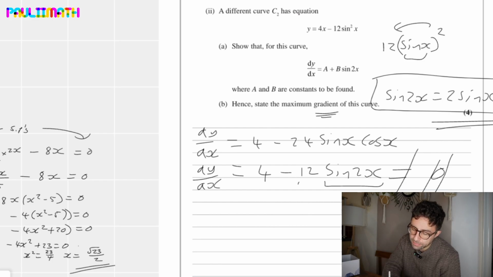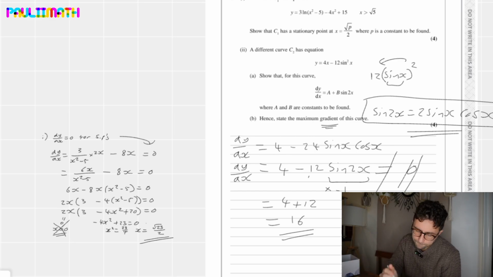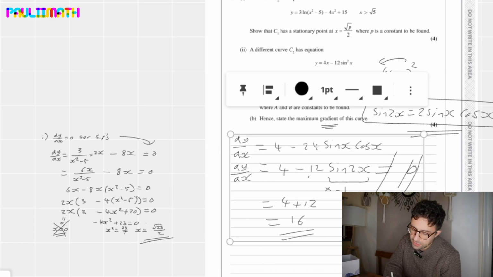The highest sine can be is 1. But there's a minus here, so that would actually have the effect of making it minus 12. That makes sense. But if we take the minimum value of sine, which is minus 1, you can quickly do 4 minus minus 12, which is plus 12, so it should be 16. You could differentiate again, set equals 0, and it's not really worth it.